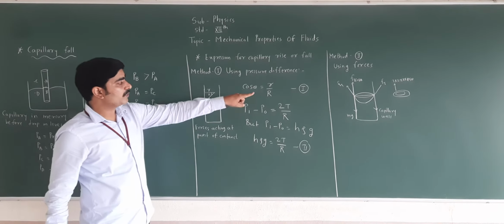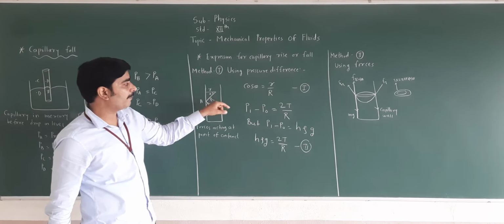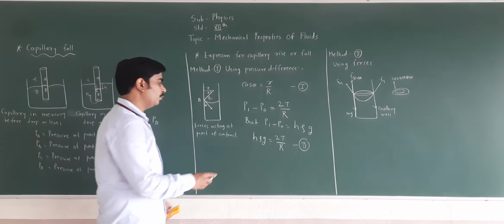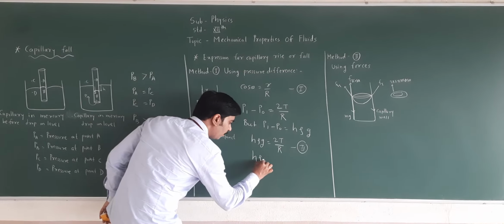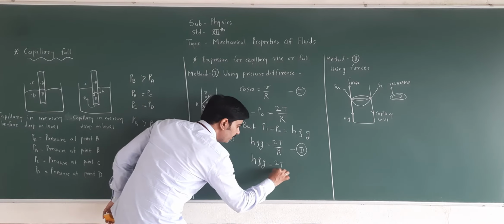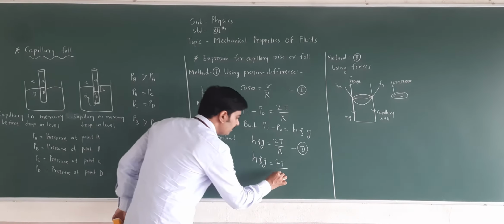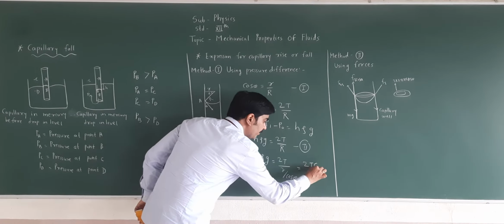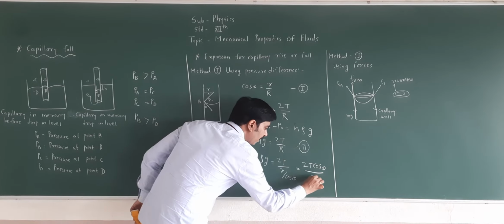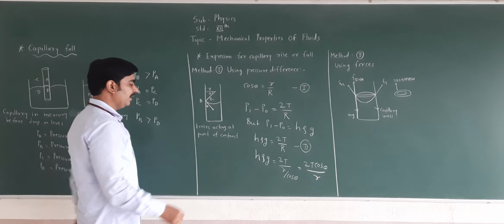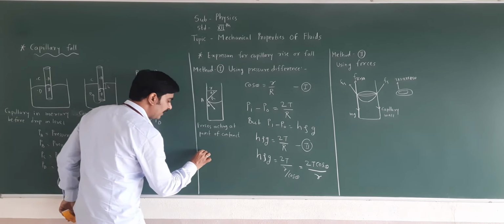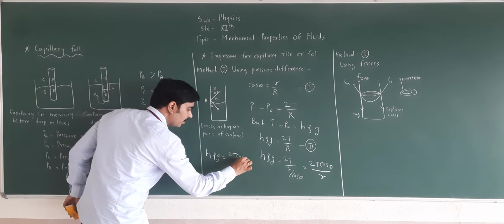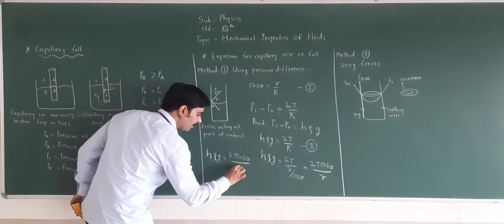Friends, from equation number 1, what will be the value of capital R? Capital R is equal to small r upon cos theta. So we can write H rho G is equal to 2T. What is the value of capital R? Small r upon cos theta. So I can write 2T cos theta upon r. So finally we have got the equation that H rho G is equal to 2T cos theta upon r.